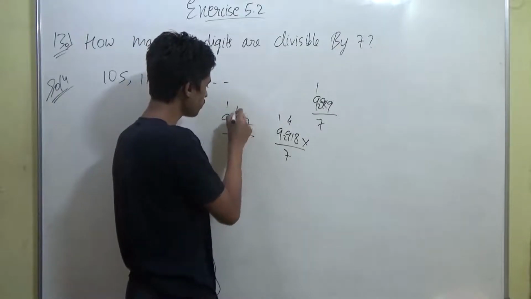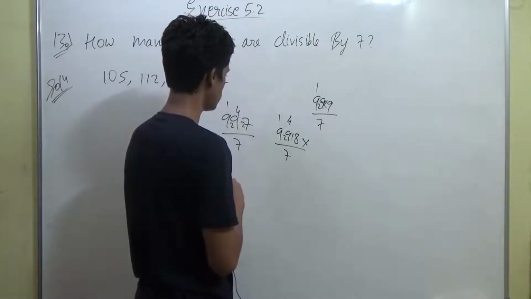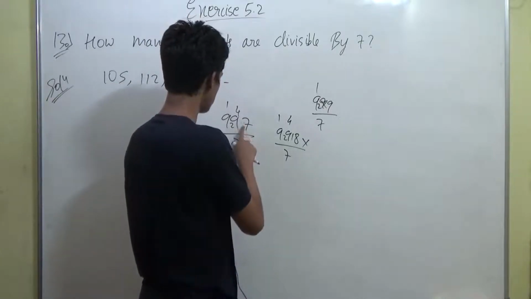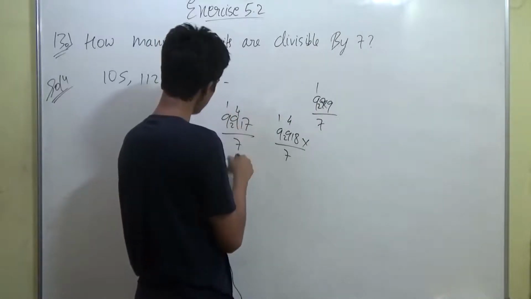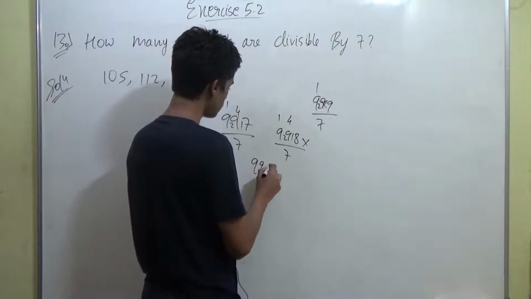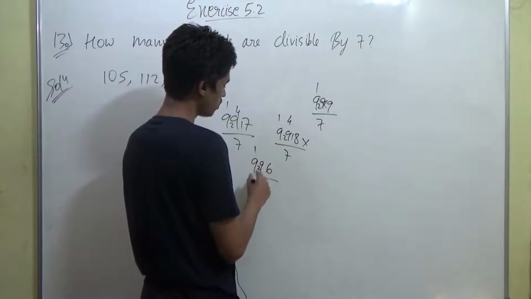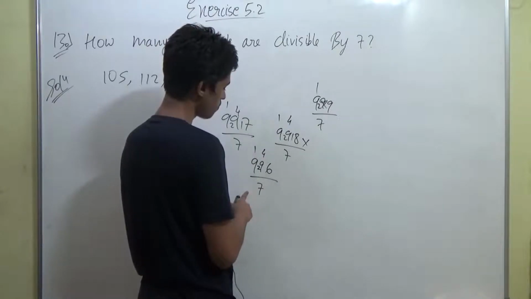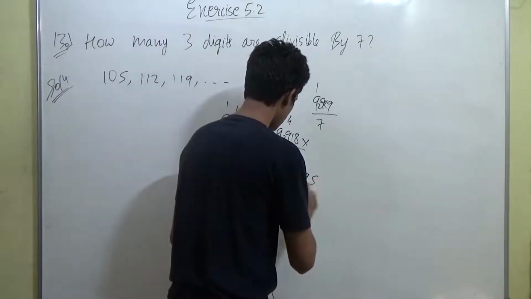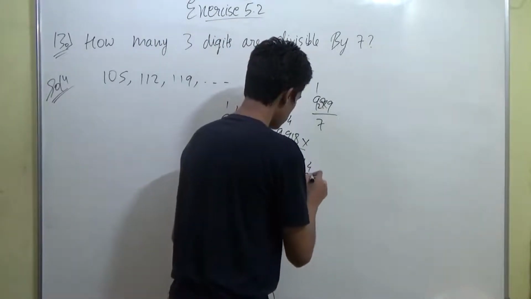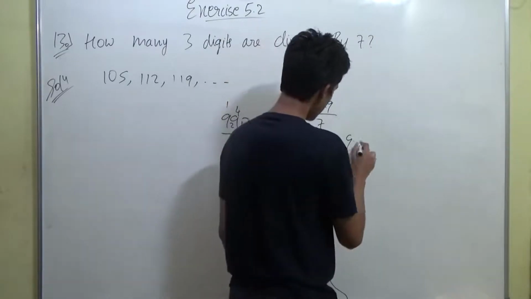So let's check for 997 by 7. 7 4s are 28. No, guys, even this one is not possible. 996 by 7. 7 4s are 28, 1 is remainder. Still it's not happening. 995 by 7. Not possible still. So it is 994.